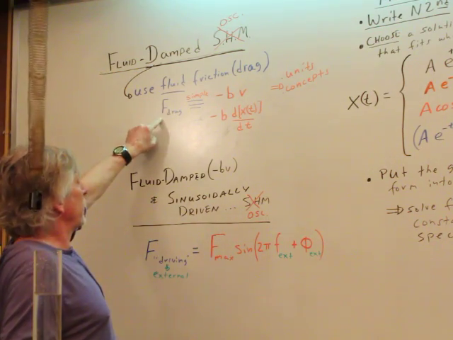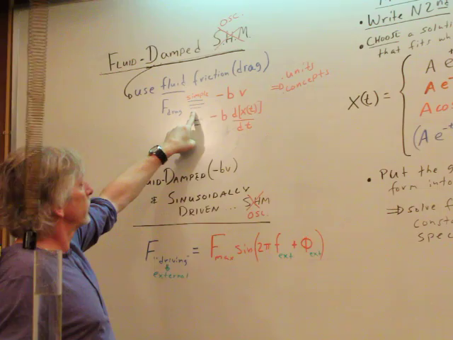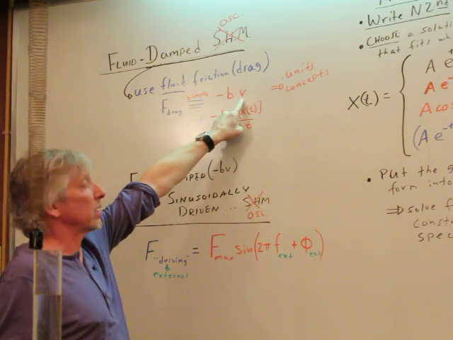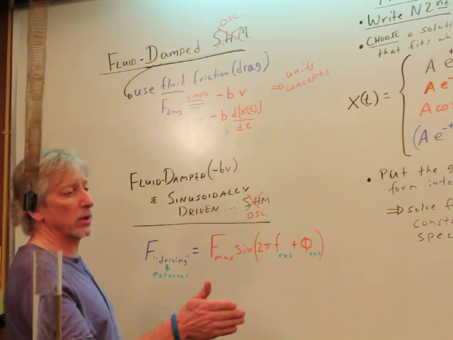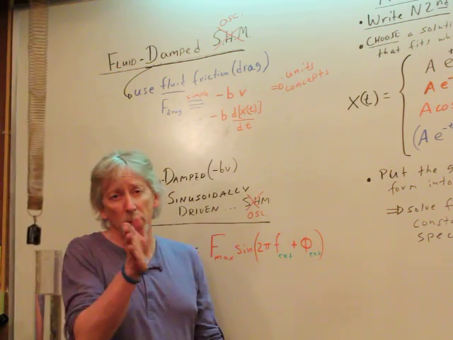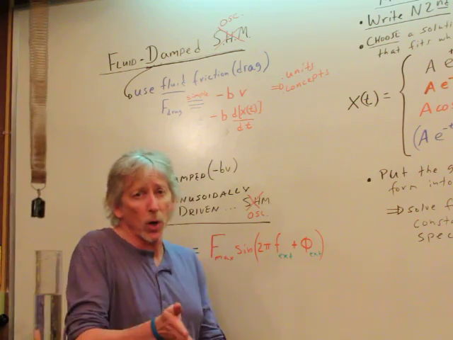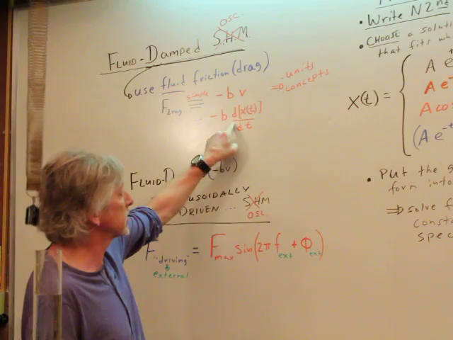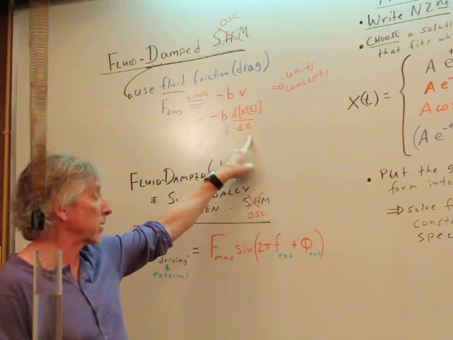So for this case, we have force drag as a simple model of fluid friction where it's negative some factor B times the velocity. Stick your hand out the window as you move faster. Your hand moves faster through the air or through water. You'll feel more drag, obviously. We can write velocity as the derivative of position with respect to time.